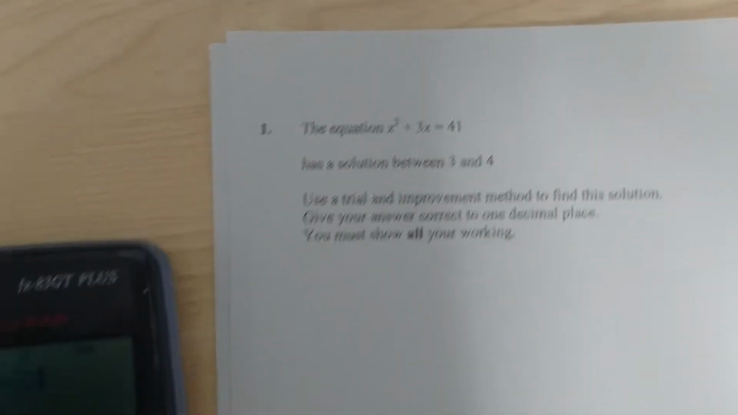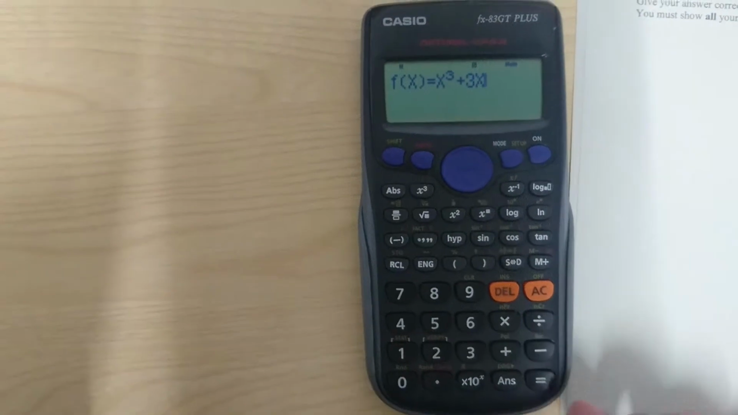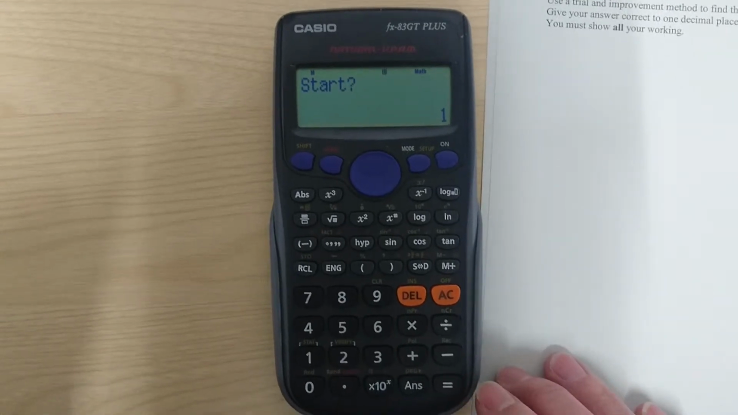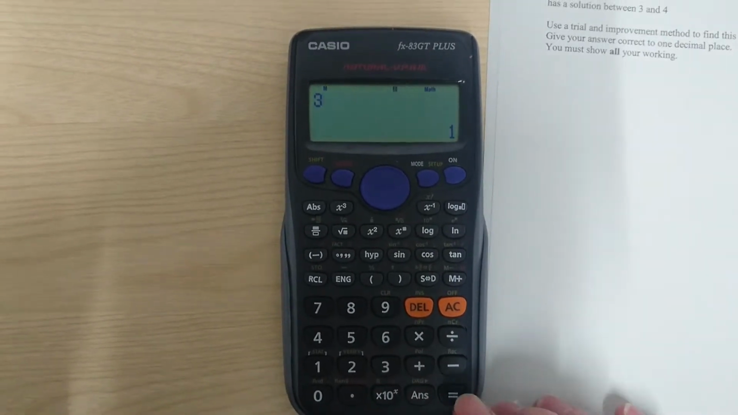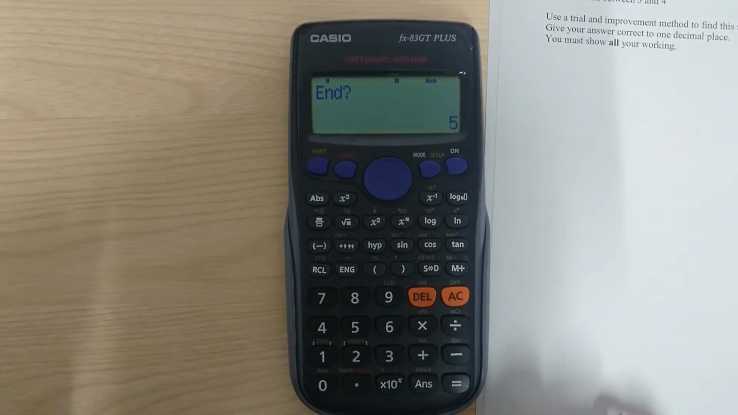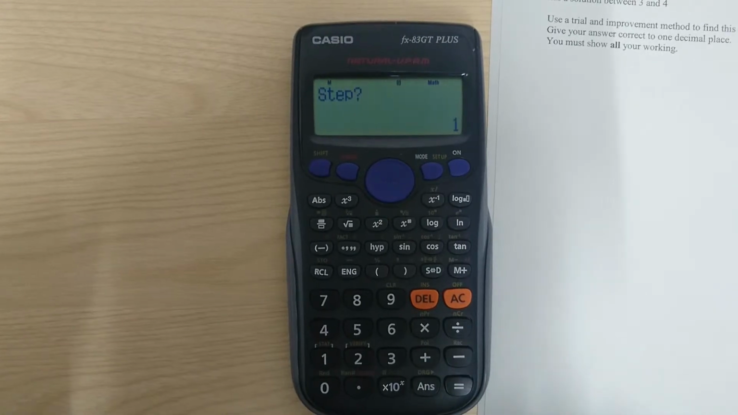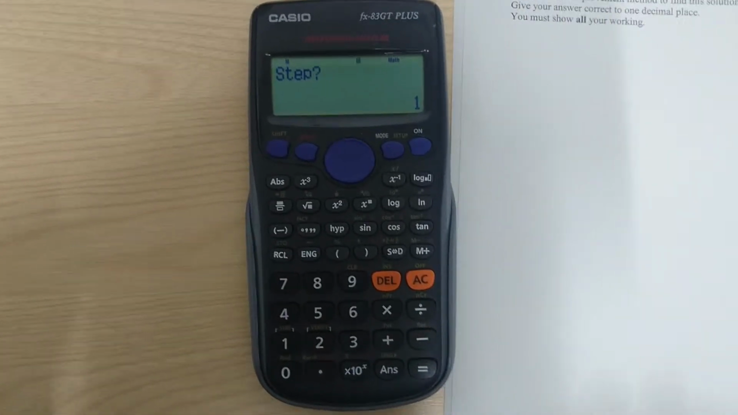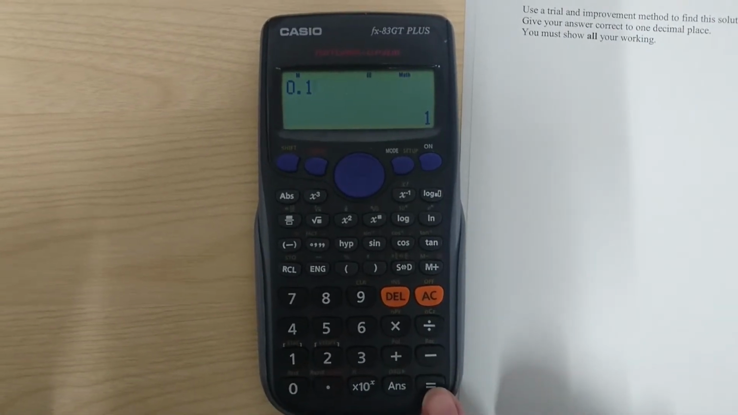Now I'm told that it's got a solution between 3 and 4. So on my calculator, I then press equals. And it says, where would you like to start? Well, I know the answer is somewhere between 3 and 4, so I'm going to start at 3 and press equals. I know that it ends at 4, so press equals. Step. Now this is how often I want to check. So I want this to go up in 0.1s between 3 and 4.